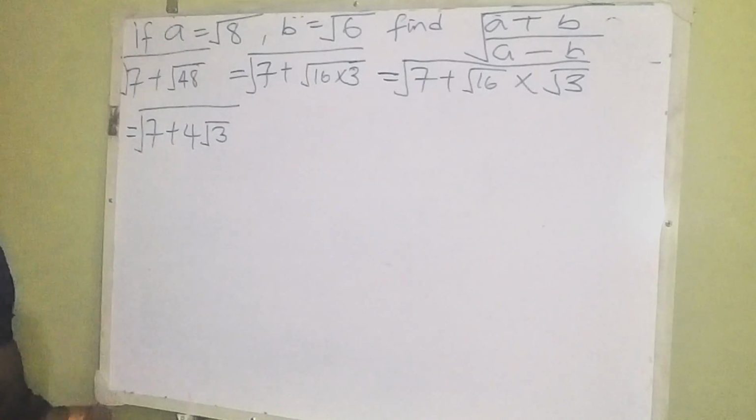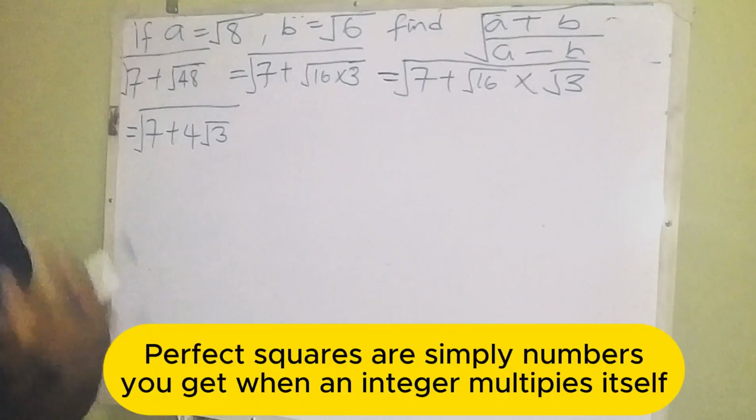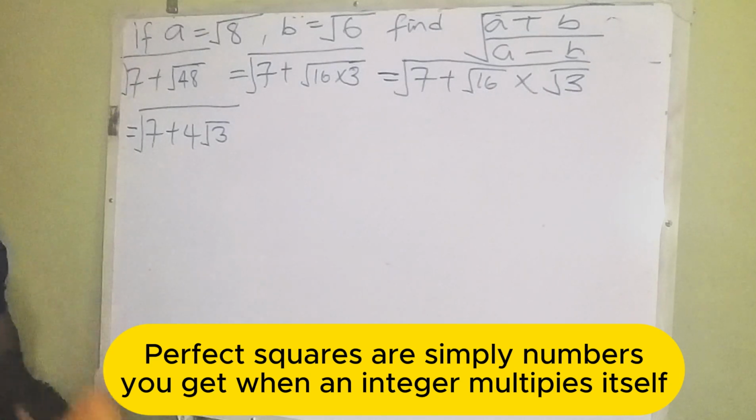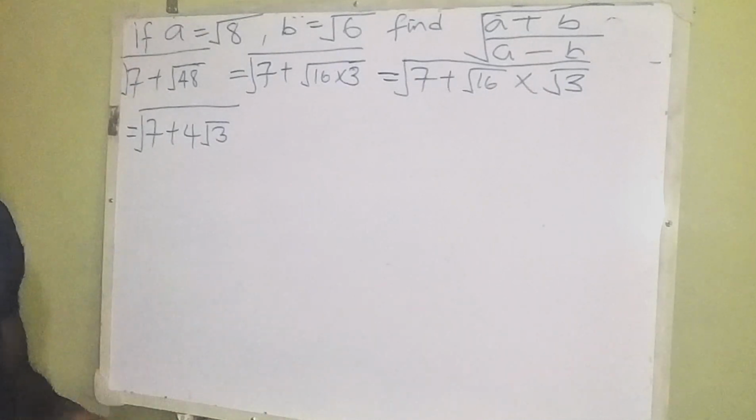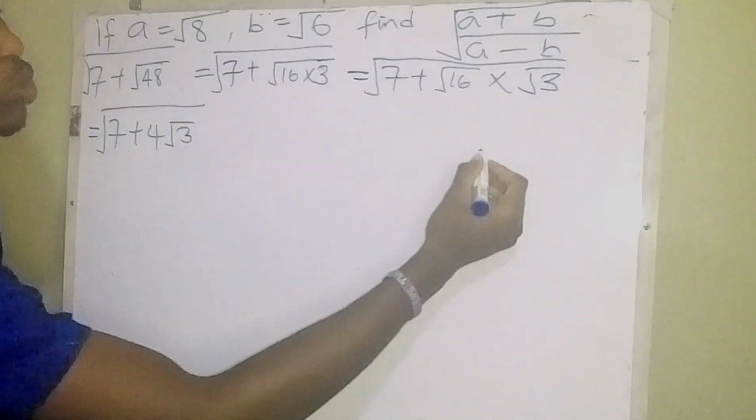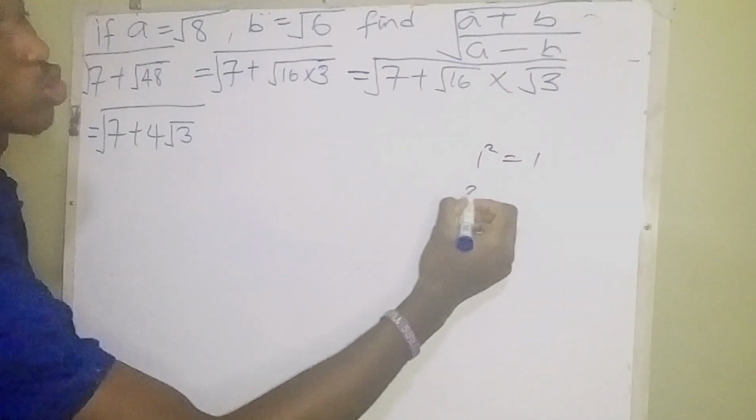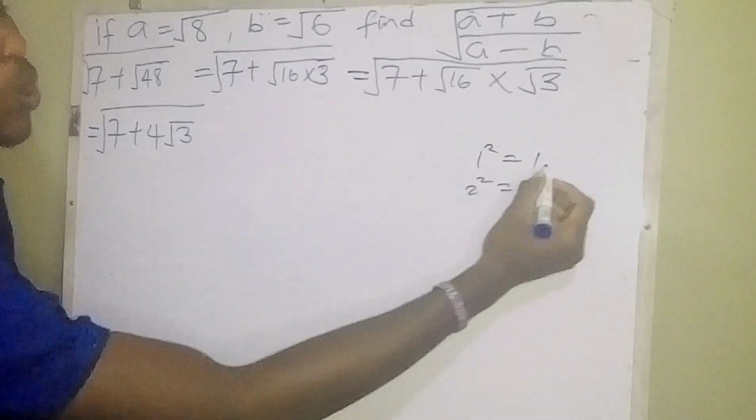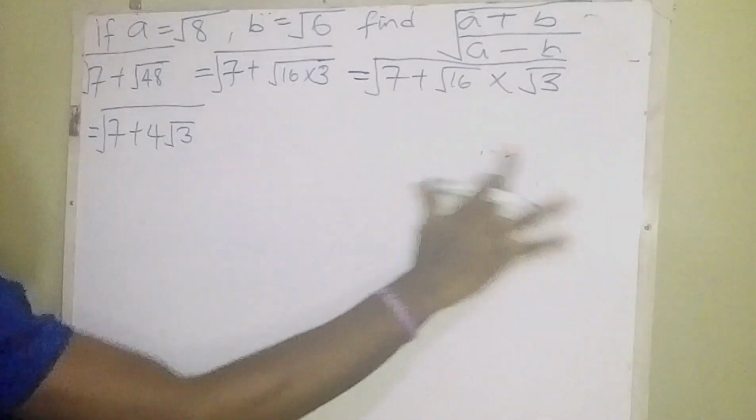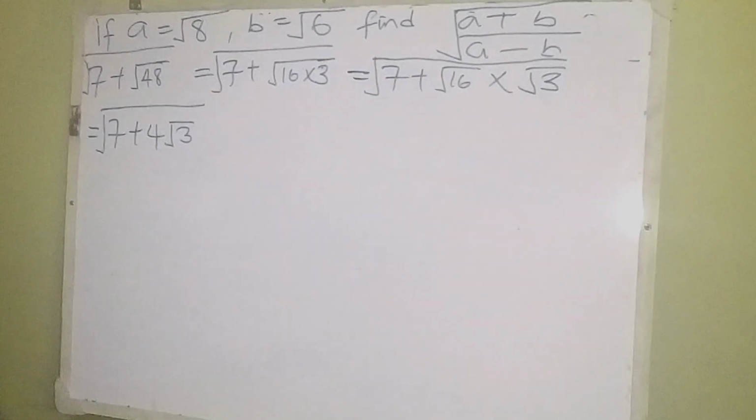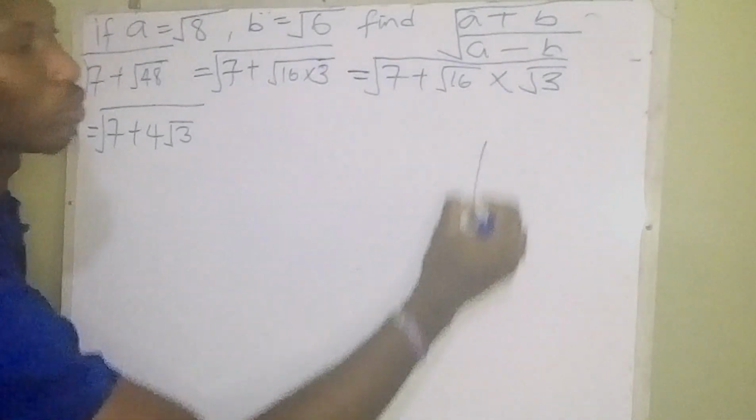What I mean by perfect, let me first of all break down what is a perfect square. A perfect square is a number you get when you multiply an integer by itself. For example, 1 squared is equal to 1. 2 squared is equal to what? 4. 1 and 4 are referred to as perfect squares.